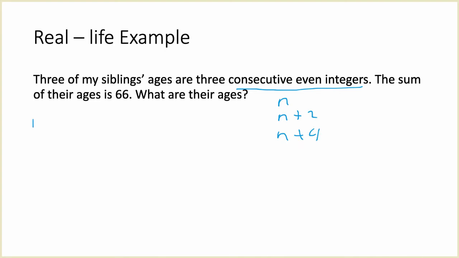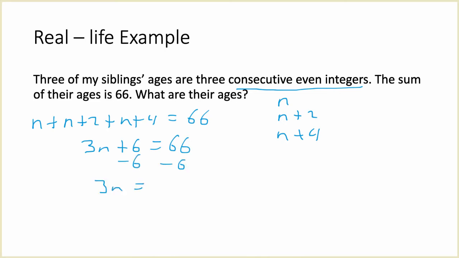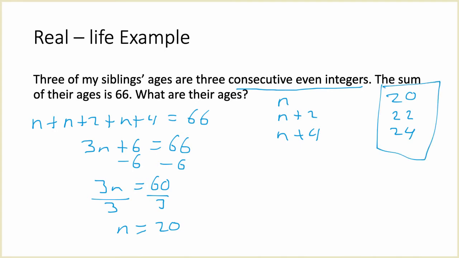And we're going to set it up the same way. N plus n plus 2 plus n plus 4, those are my 3 siblings, equals 66. When you add them all together, you get 3n plus 6 is 66. And we solve, and we get 3n equals 60. Divide both sides by 3, and we get n is 20. So the ages are 20, 20 plus 2, which is 22, and 20 plus 4, which is 24. These are their ages: 20, 22, and 24.